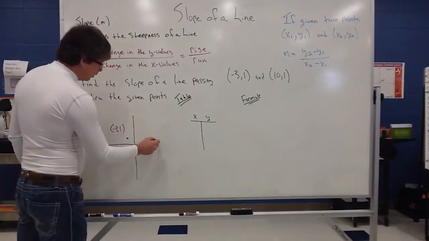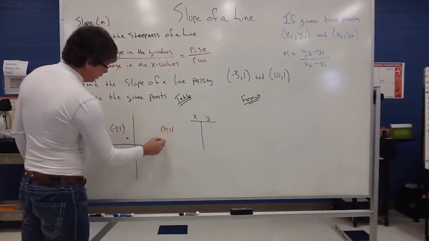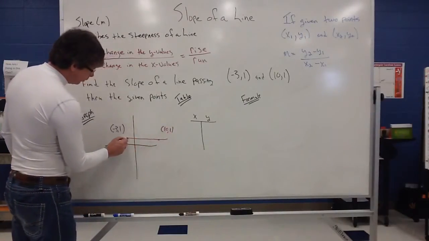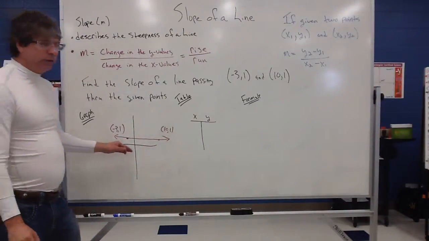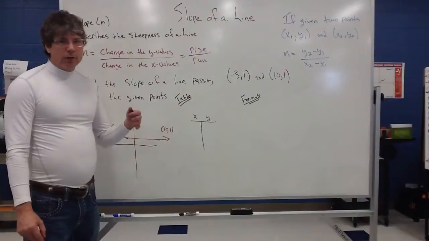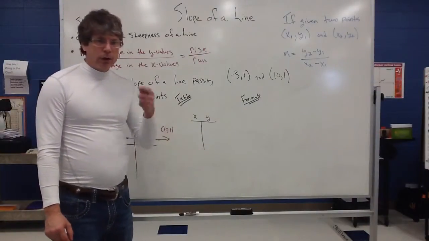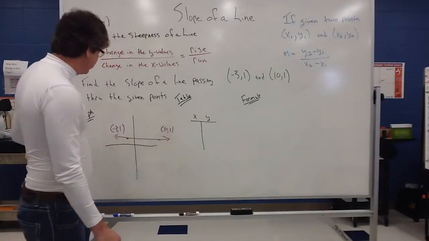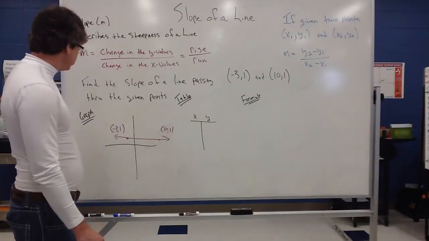10, 1 is going to be somewhere down this way. So 10, 1 is going to be over here. And then my line is going to be passing through those 2 points. So through my sketch, I can kind of pick up that this is a horizontal line. And from our discussions, we said a horizontal line has a 0 slope. So if I recall that, we can just write down 0 slope. So a flat line is 0 slope.